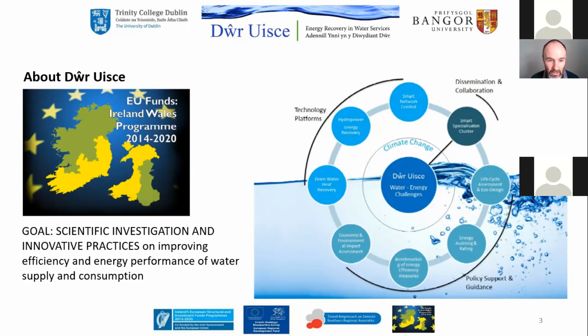The DWHR objective is a scientific investigation and exploration of innovative practices on improving the efficiency and the energy performance of water supply and consumption. As you can see from the illustration on the right, we have different approaches on how we aim to achieve that. Technology platforms such as drain water heat recovery that we're going to be speaking about today, as well as hydropower that we dealt with in a prior session, and a recording is available of that session, and also smart network controls, another area that we're dealing with.